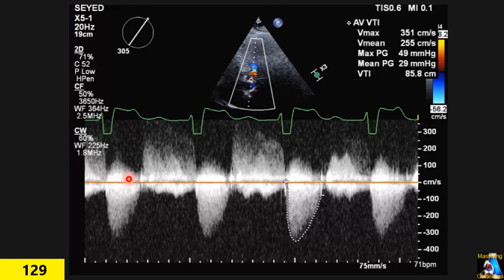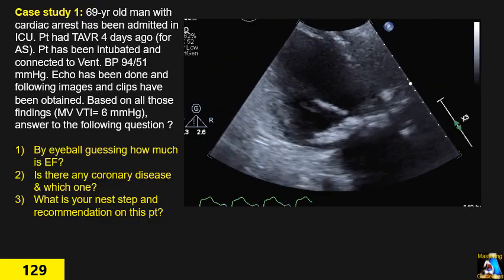Here is another, this time 29. It went higher, better image, better window, a little. 29. Now let's go for the answer.